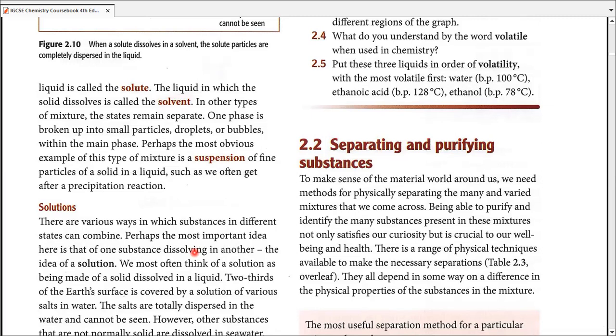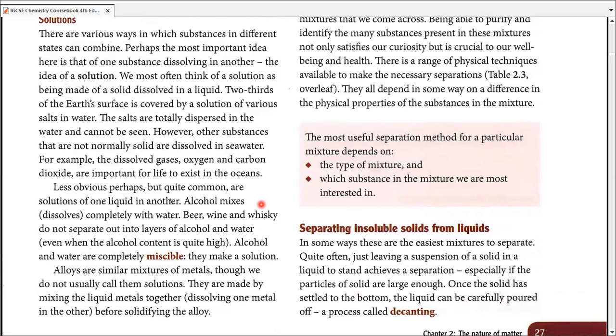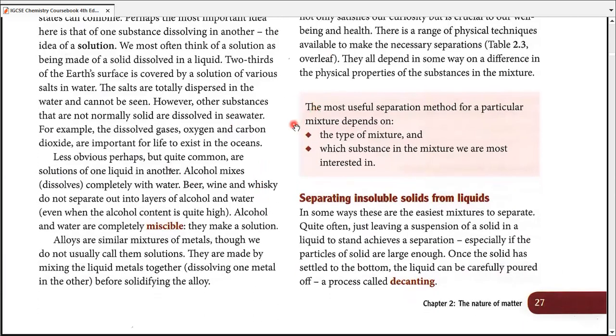Okay, so solutions. Now here he is going to go with different types of solutions, but not all the types are clearly written. So what I'm going to do is move from the book over to our whiteboard, and there we're going to go through different types of solutions. I'm going to take some examples to make sure that you understand those. So let's get back to our whiteboard.